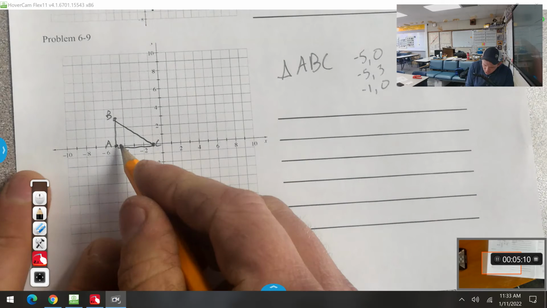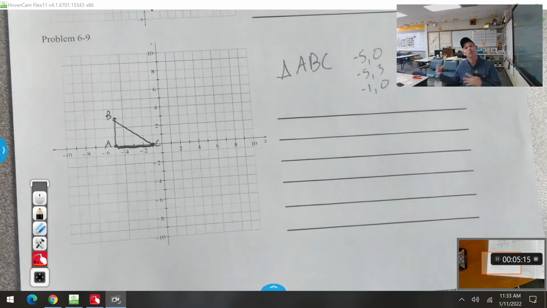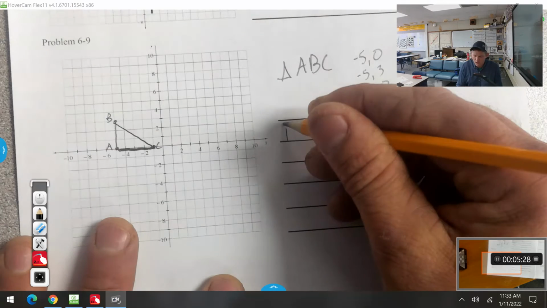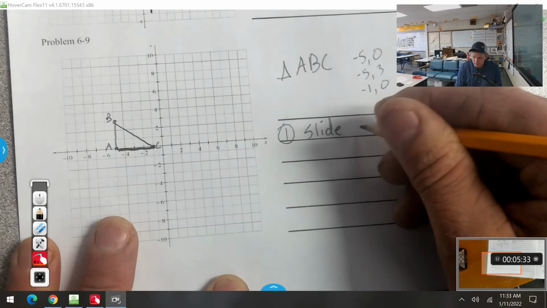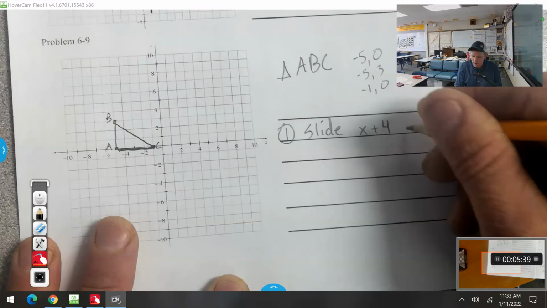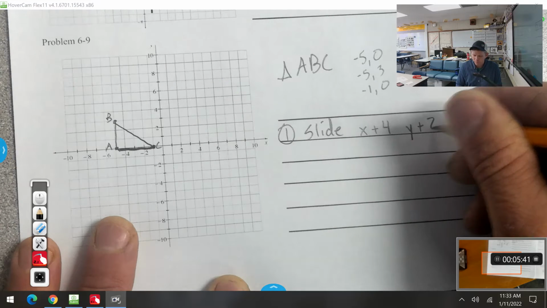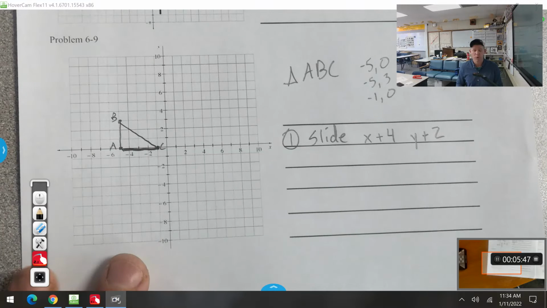Now, what we need to do is imagine that I have a set of directions, but I don't know where the key lock is. So we need to follow this set of instructions so that we can get to the key lock. Step number 1, we need to do a slide: x plus 4, y plus 2. That is going to be our first rigid move.